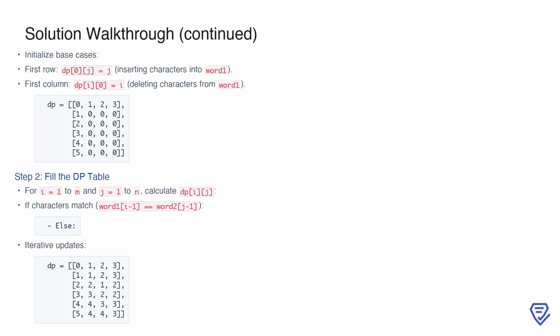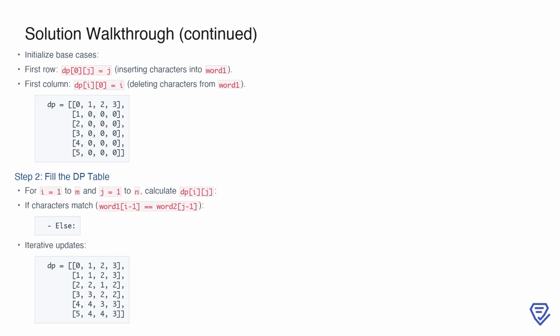Now, we initialize the base cases for the DP table. The first row represents converting an empty word1 into progressively longer prefixes of word2, so DP[0][j] is set to j, corresponding to inserting characters into word1. Similarly, the first column represents converting progressively longer prefixes of word1 into an empty word2, so DP[i][0] is set to i, corresponding to deleting characters from word1.